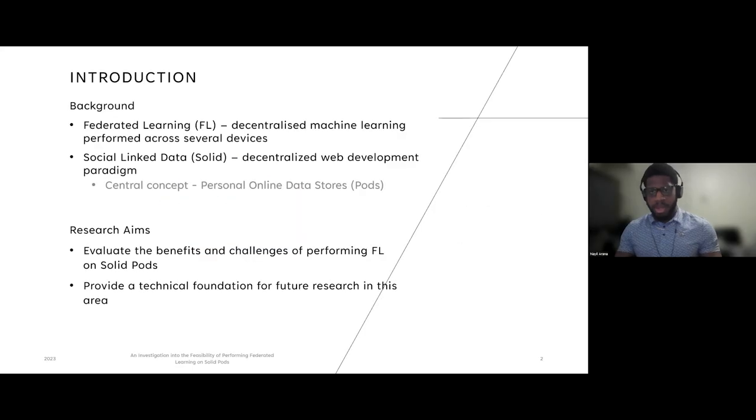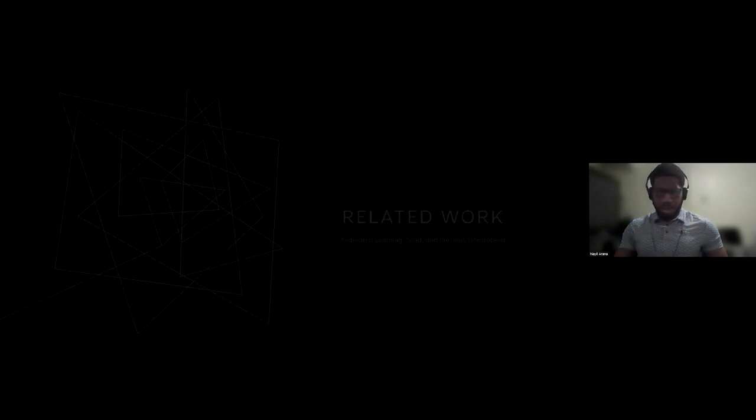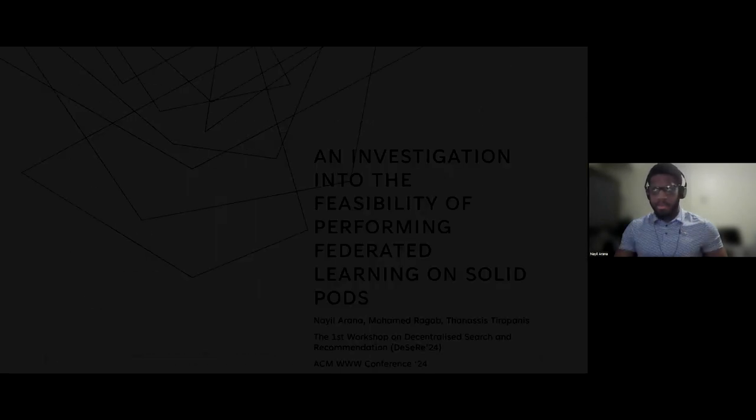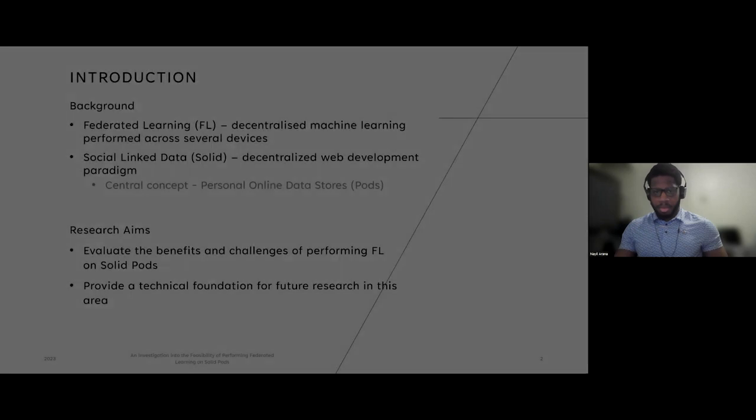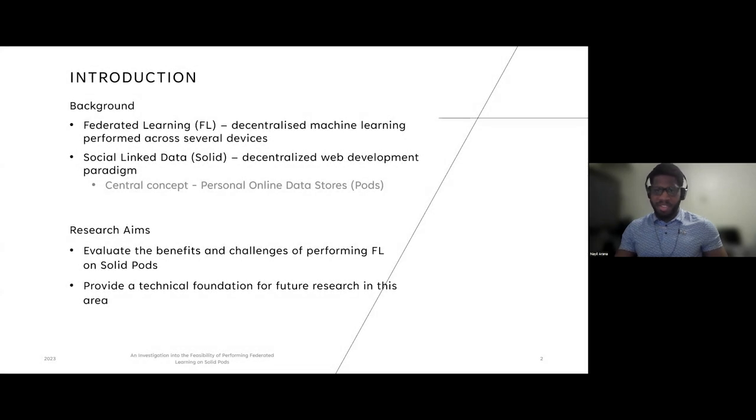As tech giants keep monopolizing user data and storing it in centralized silos, some ethical and privacy concerns have intensified. Researchers have proposed solutions to address them, with the key ones we're going to go into today being federated learning and Solid.